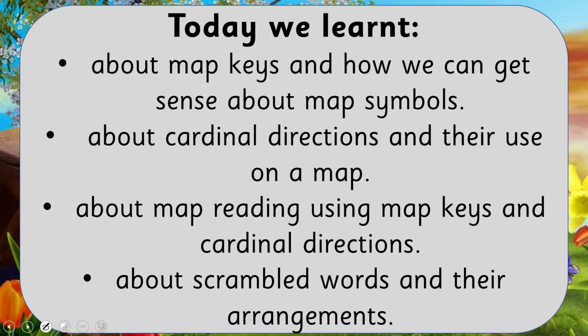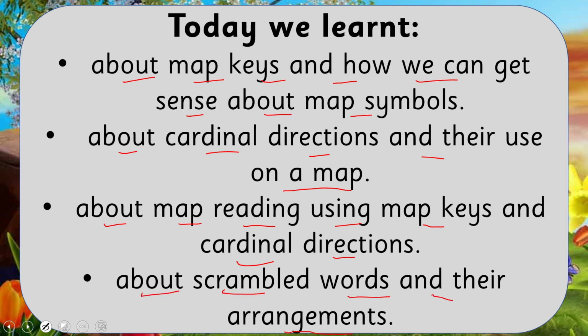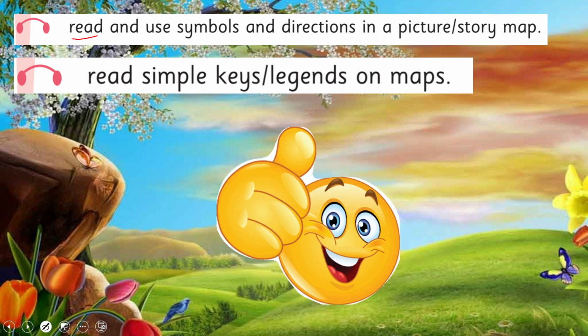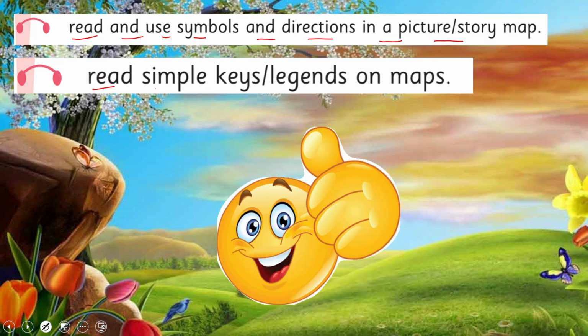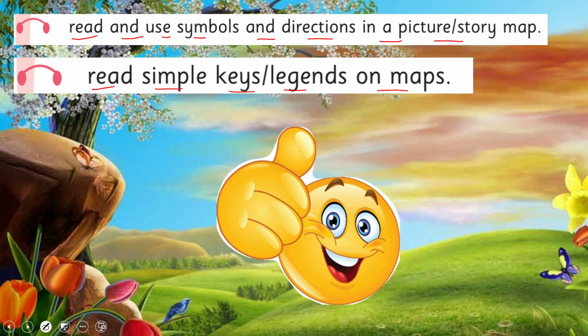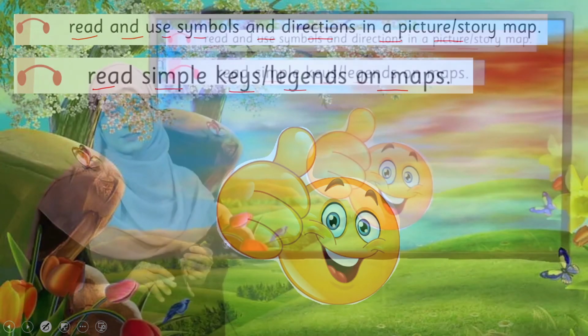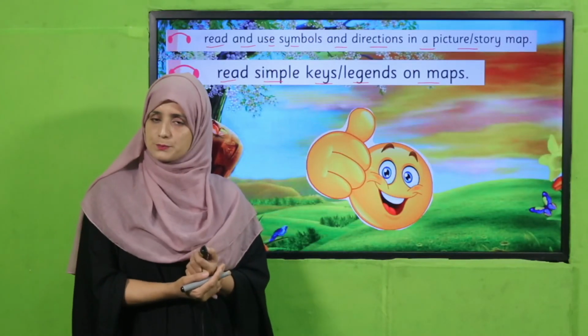So what have we learned today? Today we learned about map keys and how we can get a sense of map symbols, about cardinal directions and their use on a map, about map reading using map keys and cardinal directions, and about scrambled words and their arrangements. In this way we have covered our SLOs: read and use symbols and directions in a picture story map, read simple keys and legends on a map. So this was our SLO, my dear students, and we have covered today's lecture.